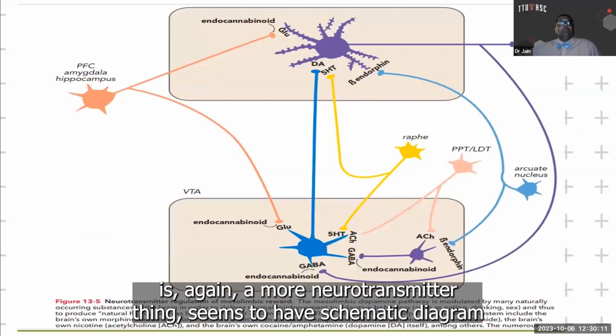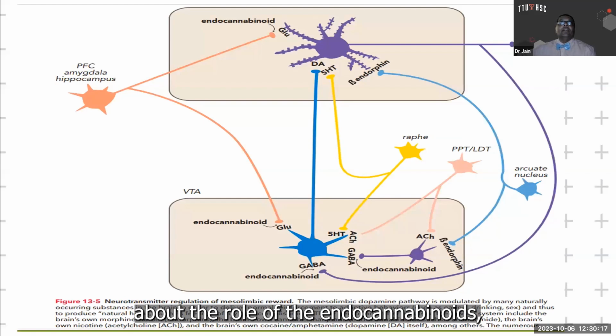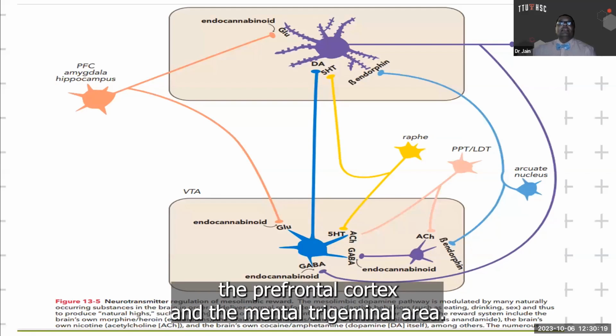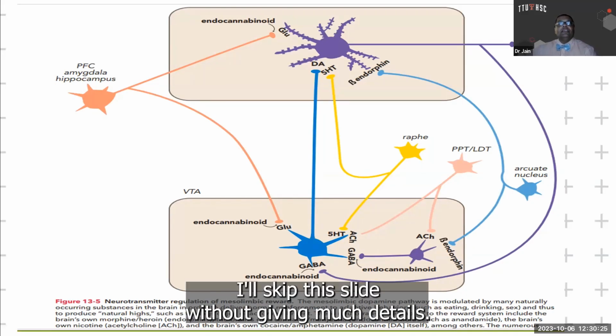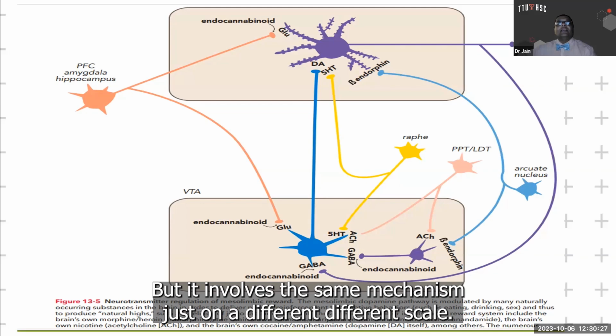And this is again a more neurotransmitter thing, the same schematic diagram about the role of the endocannabinoids, the prefrontal cortex, and the ventral tegmental area. Since I've talked already about it, I'll skip this slide without giving much detail, but it involves the same mechanism, just at a different scale.